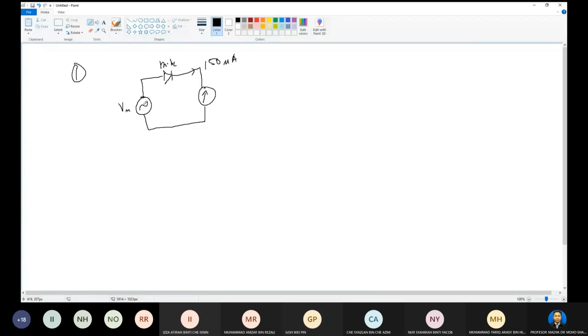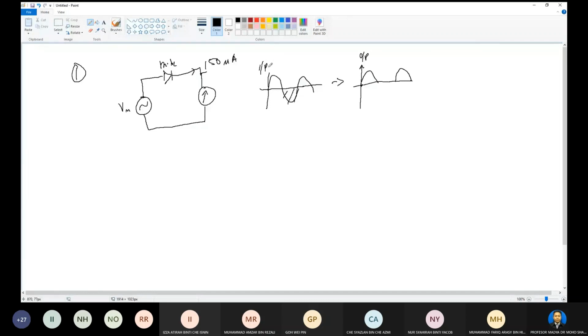Actually from this one, if you use the oscilloscope, the output will be like this. The input is AC, the alternating current, and if you use the oscilloscope to measure it, it will be like this. For the half wave rectifier, we eliminate the negative cycle, so the negative cycle will be eliminated and it will be like this. This is the output for the half wave rectifier.